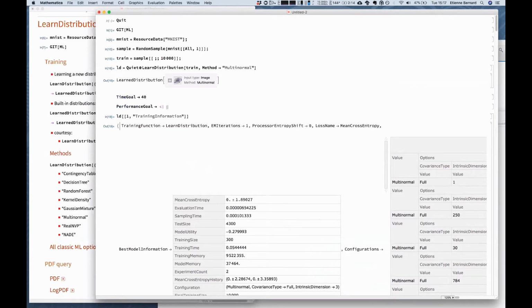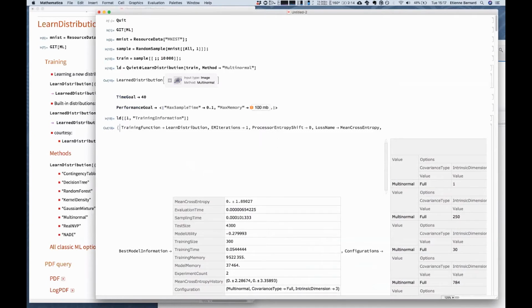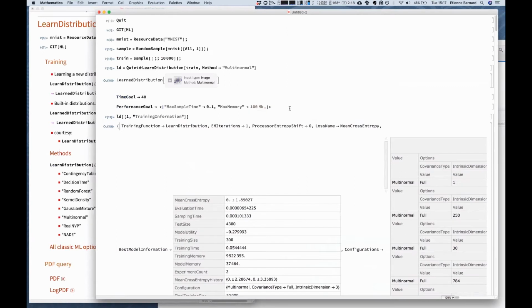So let's imagine that we then had an association: max time, max memory, arrow, whatever. It would be max sampling time, for example. This is a good idea to do something like this, because it could be the case that you can't do it with that performance goal, in which case it generates a message and does the best it can. But this is a good idea. And that's probably relevant for other functions that use performance goal as well.